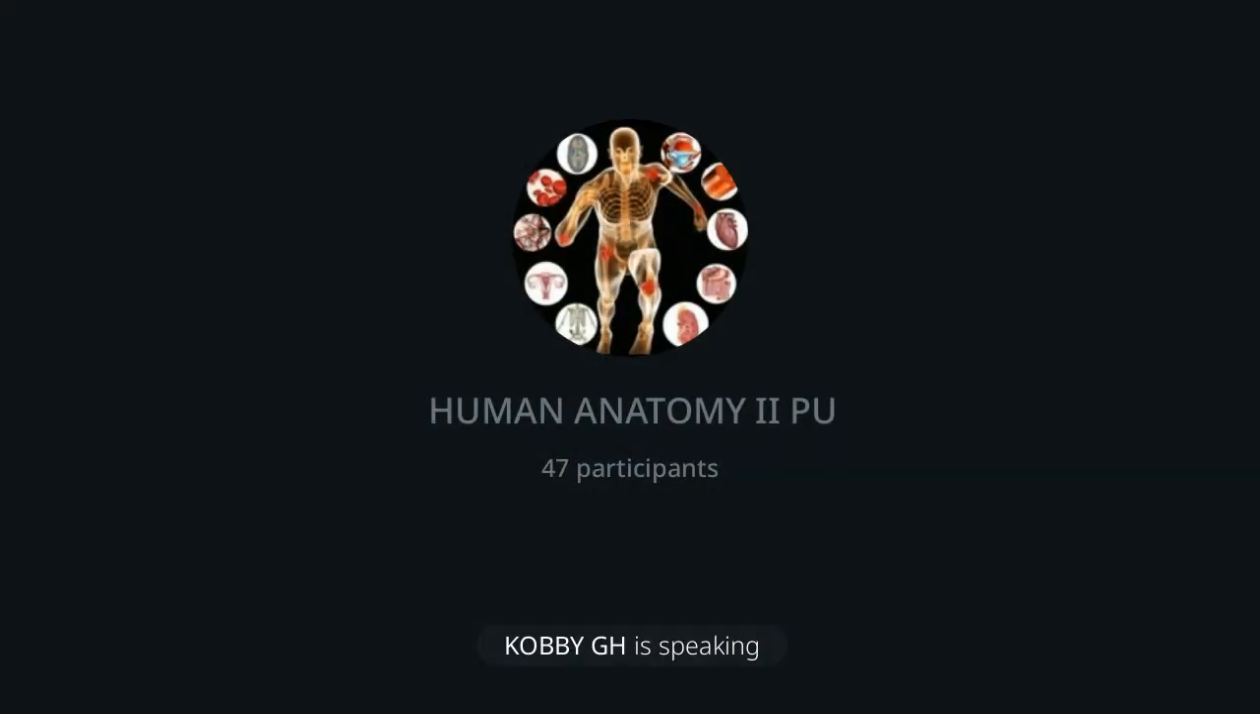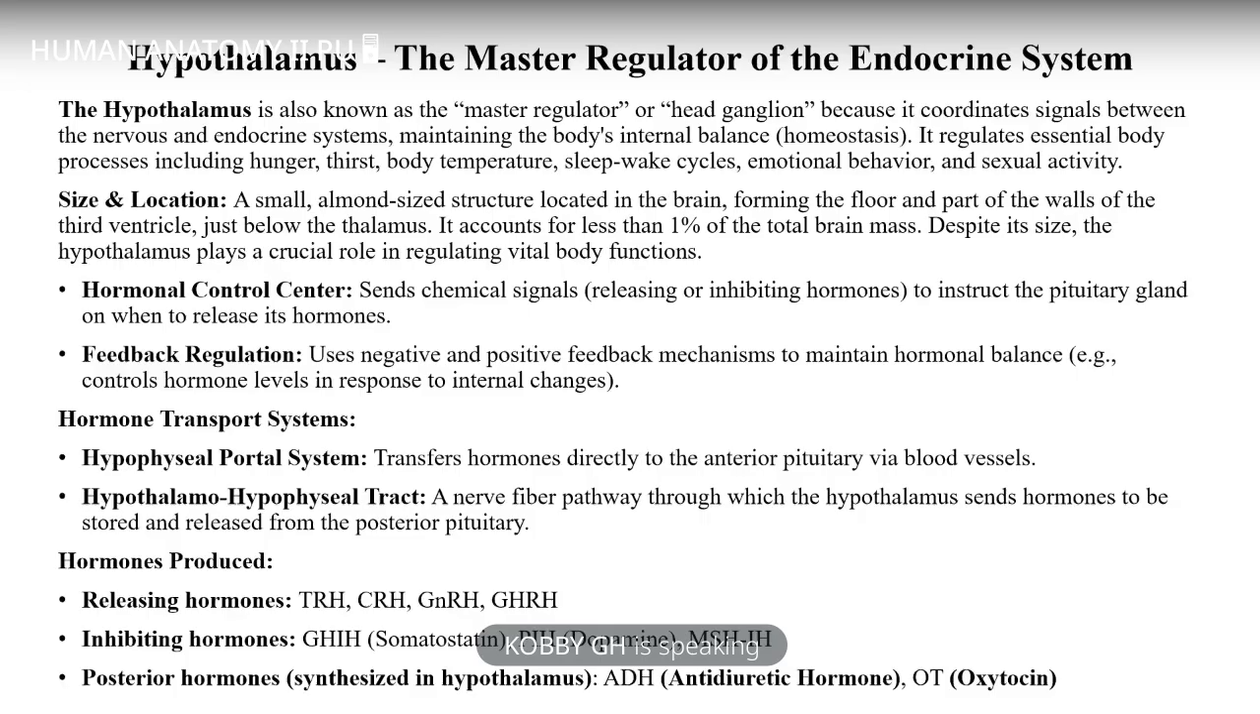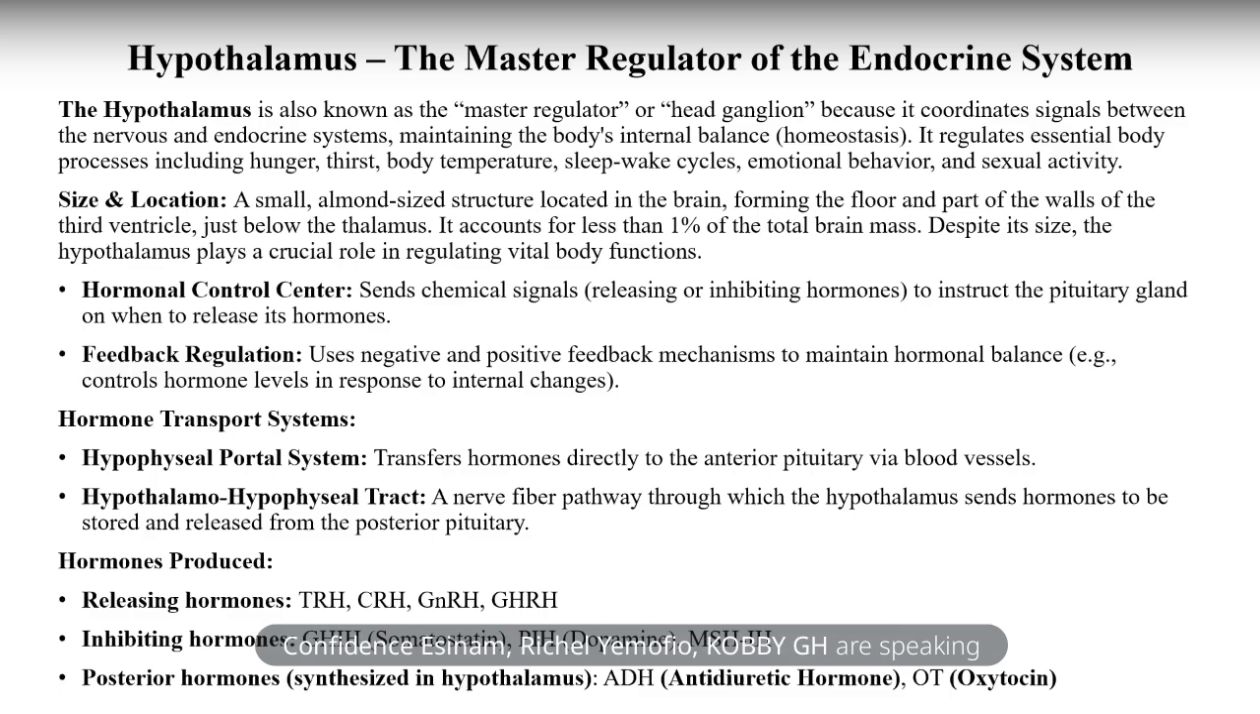How about the inhibiting hormones? Which ones are the inhibiting hormones? Prolactin inhibiting hormone. Excellent. Growth hormone inhibiting hormone. Melanocyte stimulating inhibiting hormone. Okay. Is that okay? Now, when we say thyrotropin releasing hormone, say the hypothalamus produces TRH, thyrotropin releasing hormone.